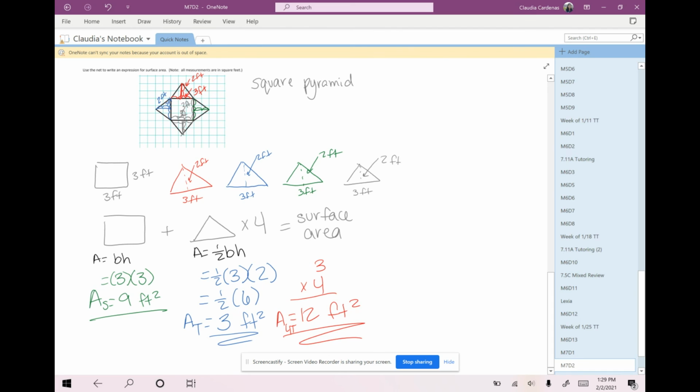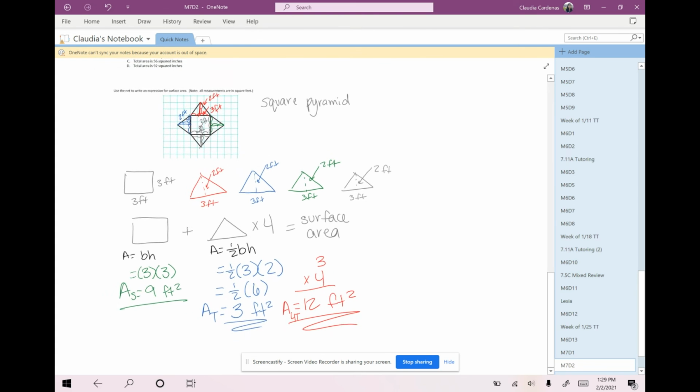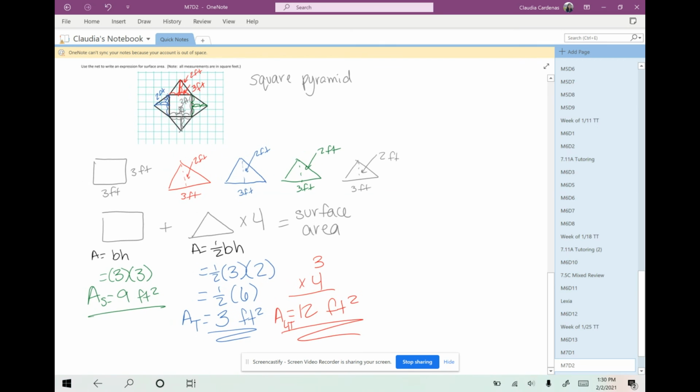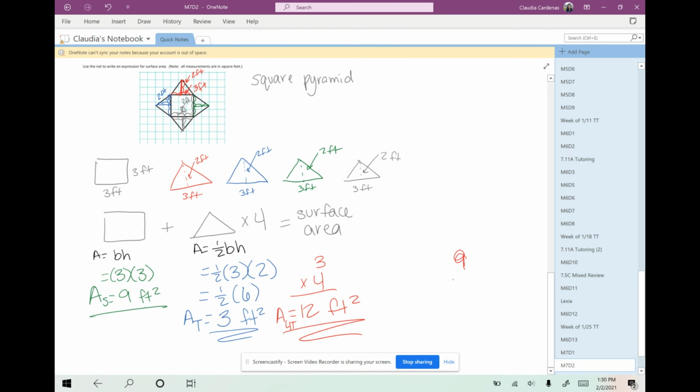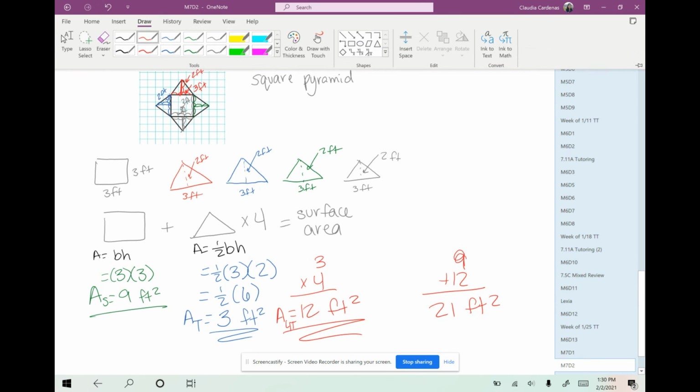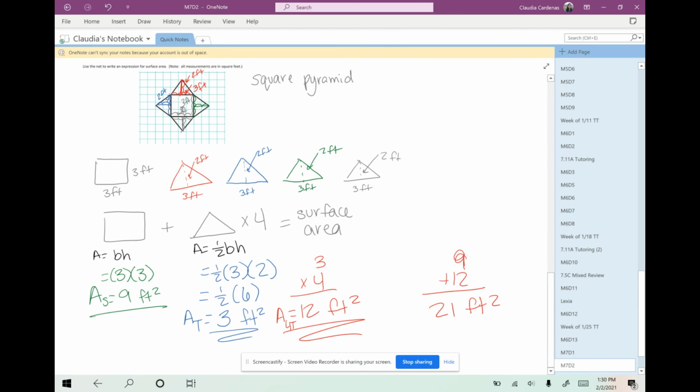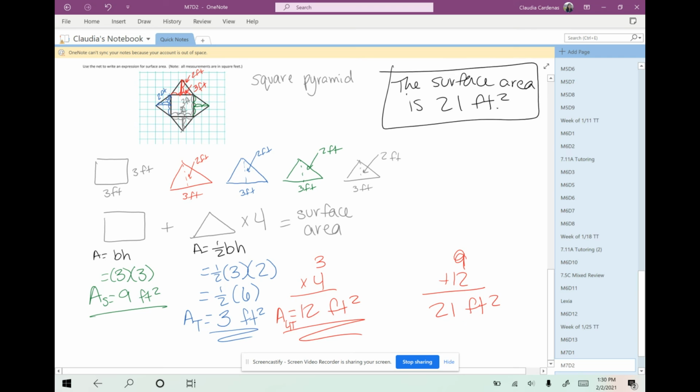All right, so now we have the area of the triangles, we have the area of the square. How are we going to find the surface area? We need to still add these areas together, so I'm going to do that over here on the side. 9 plus 12 is 21 square feet. So let's go ahead and write this in a complete sentence. The surface area is 21 square feet.